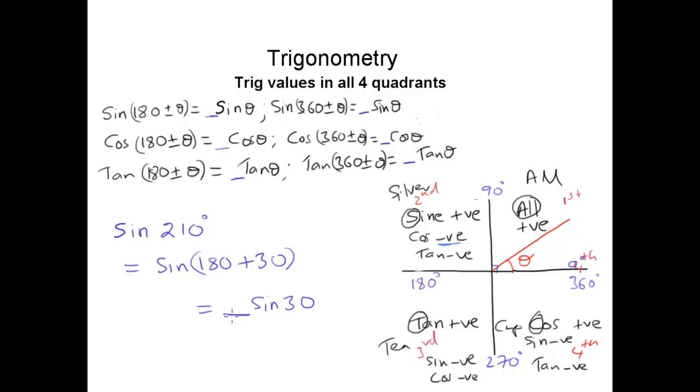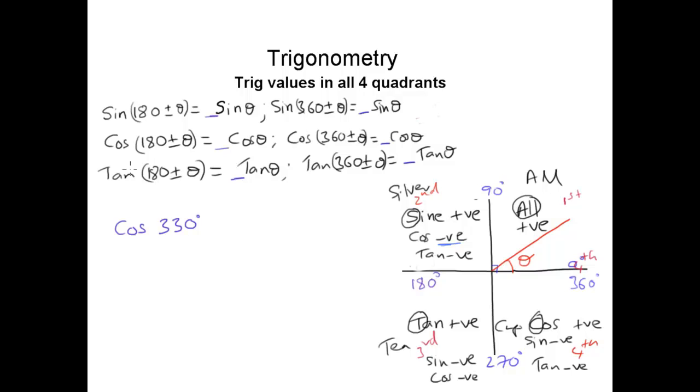And how about the sign here? Let's see, 210 is in which quadrant? It's more than 180, less than 270. So it's the third quadrant. What is sine? Sine is negative. So this is negative sine 30. What is negative sine 30? Sine 30 is half, so it's minus half. You see? So sine 210 is nothing but minus half. Okay, so let's do some more questions on this.